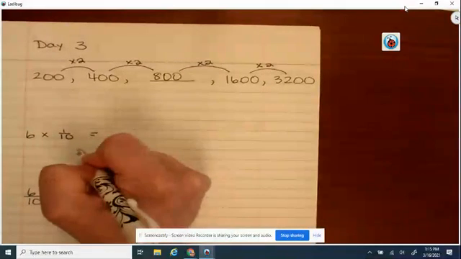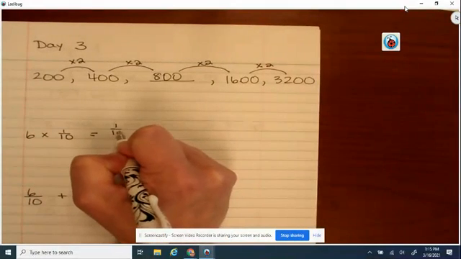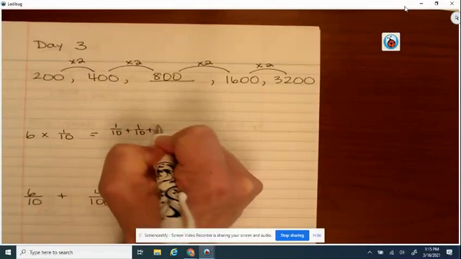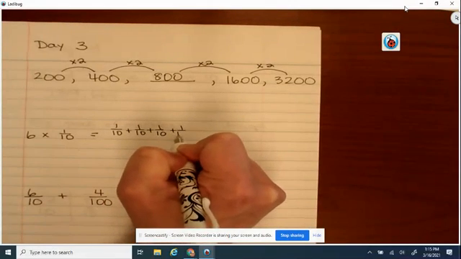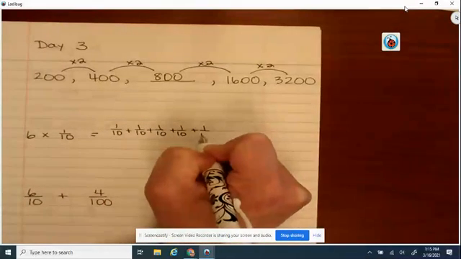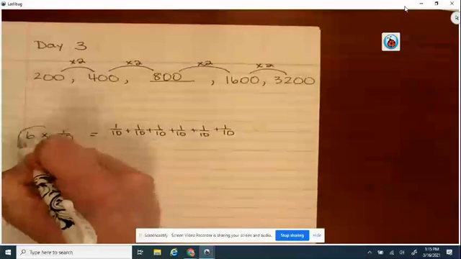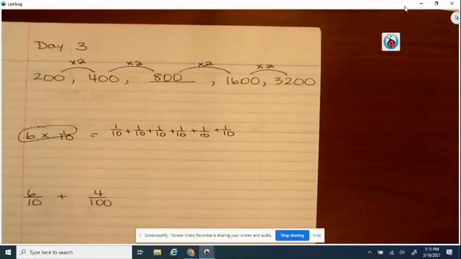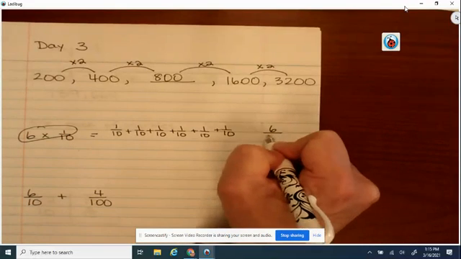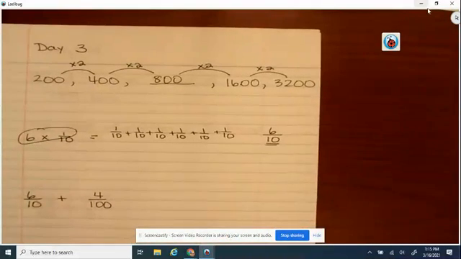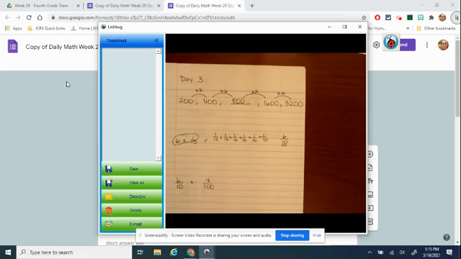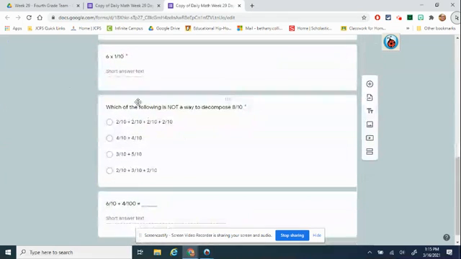Okay, 6 times 1/10 is going to be like 1/10, literally 6 times. And we know that we can do repeated addition, but that takes a lot longer. Or we know we can also just do multiplication. So 6 times 1 is 6. Our denominator stays the same. It stays tenths.